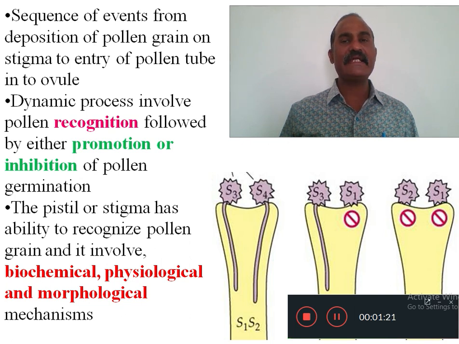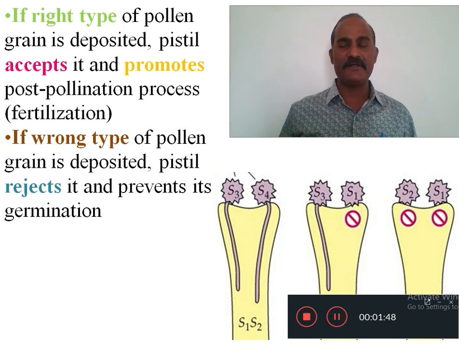Now actually it is a dynamic process in which pollen recognition followed by either promotion or inhibition of pollen germination takes place. The pistil or stigma of gynoecium has ability to recognize the pollen grain, and it involves a very complex biochemical, physiological and morphological mechanism. Friends, if a right type of pollen grain is deposited onto the stigma, the pistil accepts it and promotes the post-pollination process or fertilization. But if the wrong type of pollen grain is deposited, it will be rejected and the germination of it will be prevented.